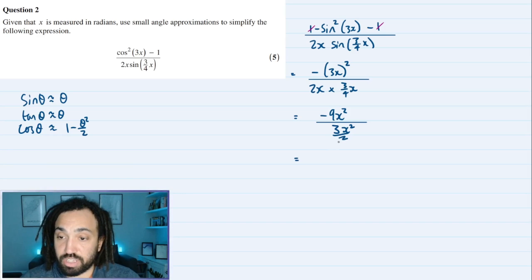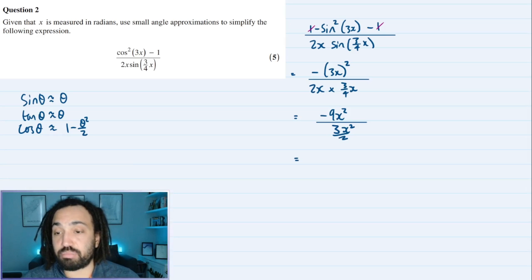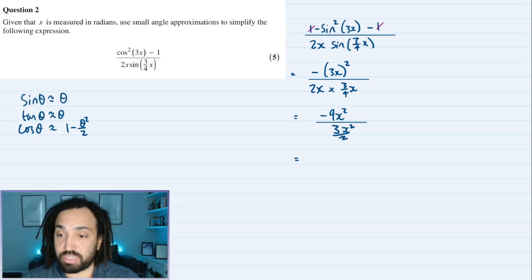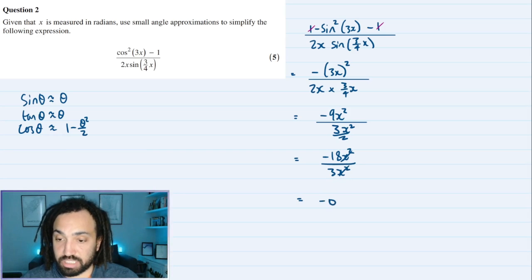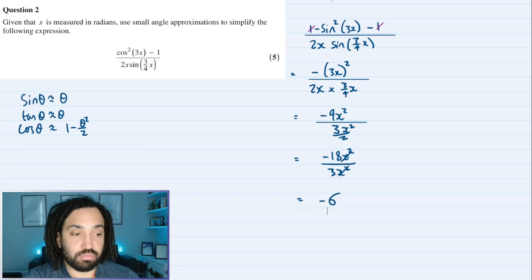And then we can simplify this because we're dividing by that, so it's the same as flipping this over. So multiplying by 2 and dividing by 3x squared gives me minus 18x squared over 3x squared. The x squareds will cancel. Minus 18 over 3 is minus 6. Beautiful.